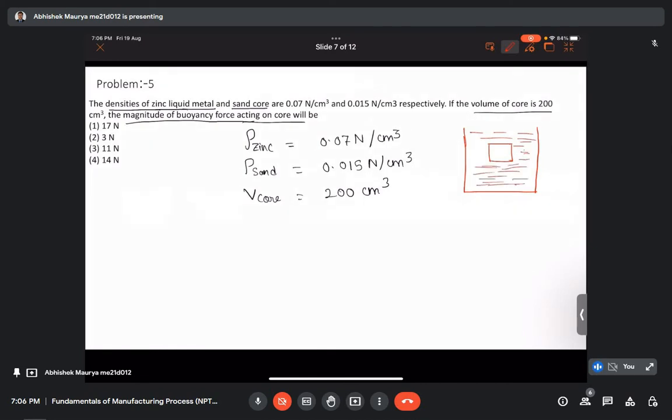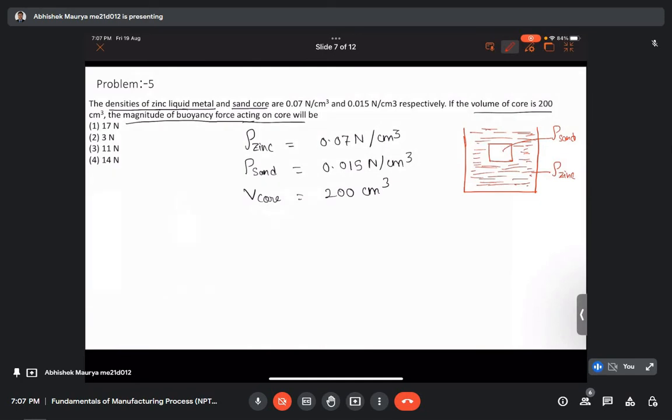So the whole core is surrounded by this molten metal, and suppose it has raw zinc and it has the density of raw sand. If both densities were equal, then it wouldn't experience any force, but now it is experiencing a force because of the density difference.